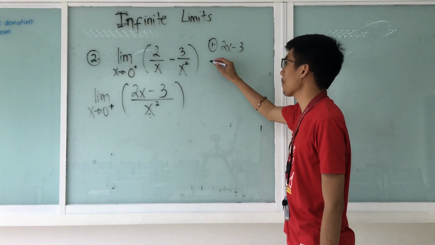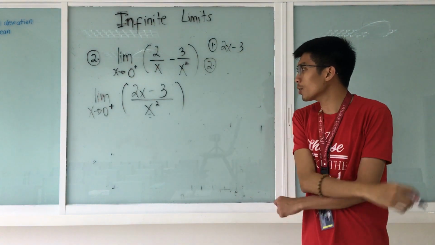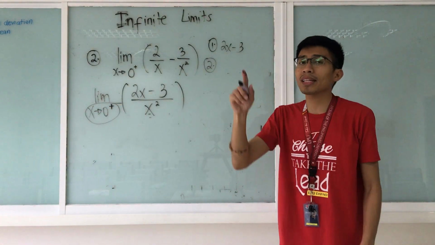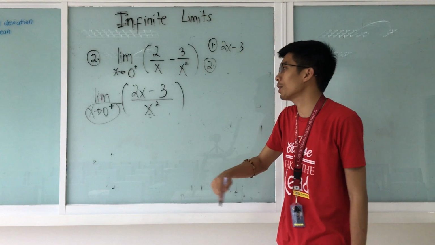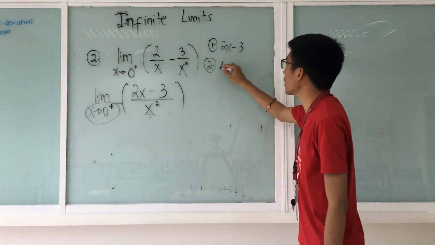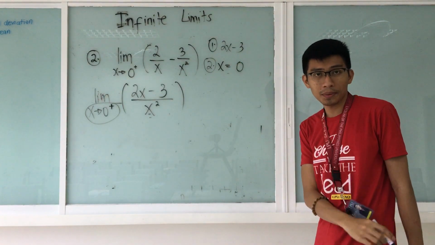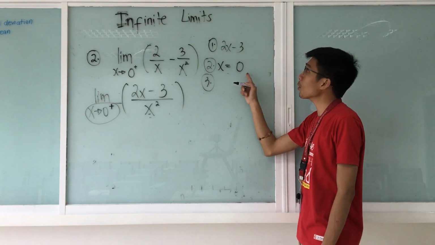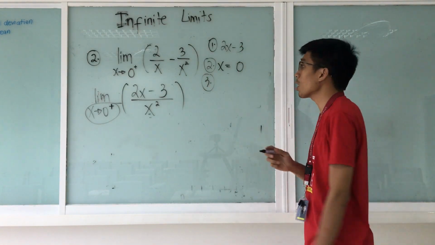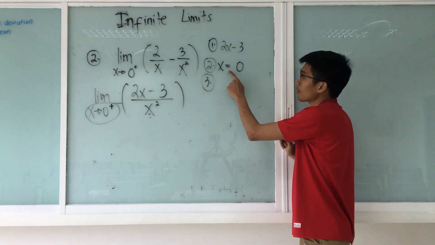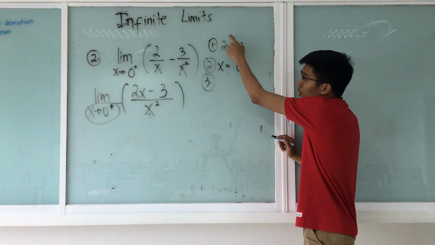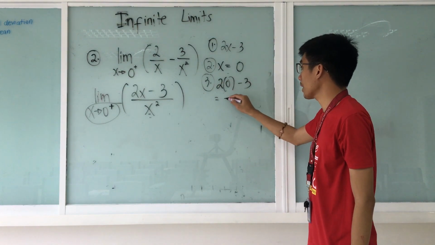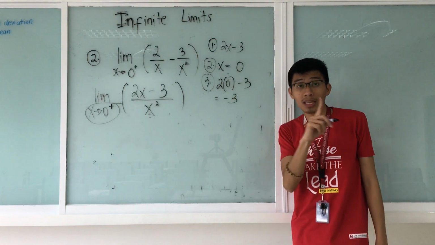So that is step number 1. For step number 2, you have to get where your x approaches to, disregarding the sign at the top of the number. So my x approaches 0. Afterwards, I have to substitute where my x approaches to in my step number 1. Since in step number 2 my x approaches 0, I substitute it here. It becomes 2 times 0 minus 3, and that is negative 3.